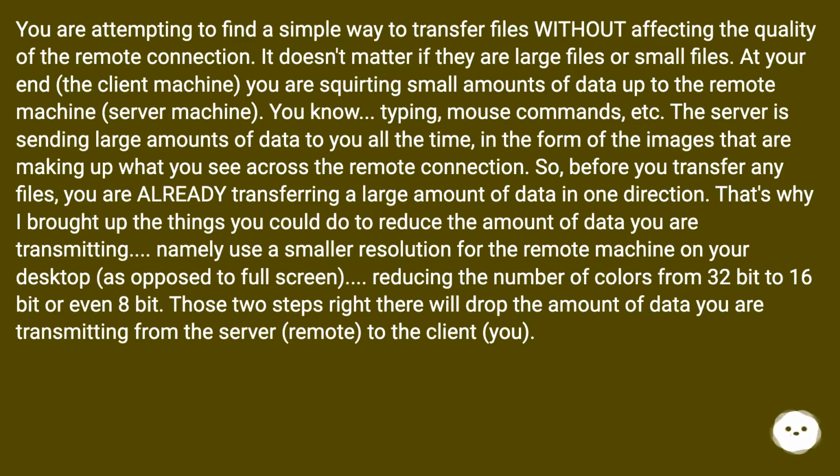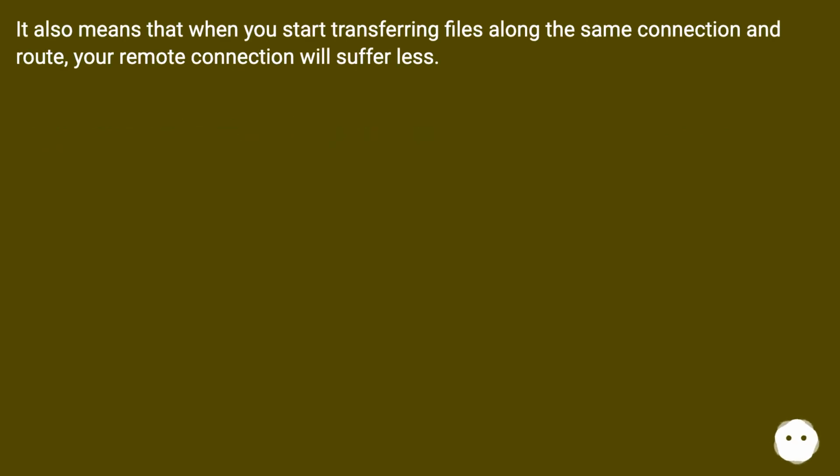So, before you transfer any files, you are already transferring a large amount of data in one direction. That's why I brought up the things you could do to reduce the amount of data you are transmitting. Namely, use a smaller resolution for the remote machine on your desktop, as opposed to full screen. Reducing the number of colors from 32-bit to 16-bit or even 8-bit. Those two steps right there will drop the amount of data you are transmitting from the server, remote, to the client, you. It also means that when you start transferring files along the same connection and route, your remote connection will suffer less.